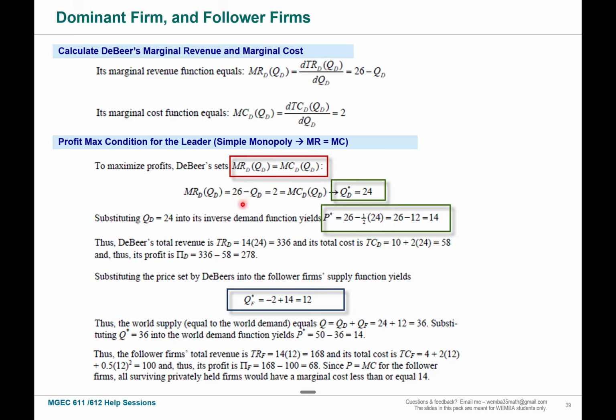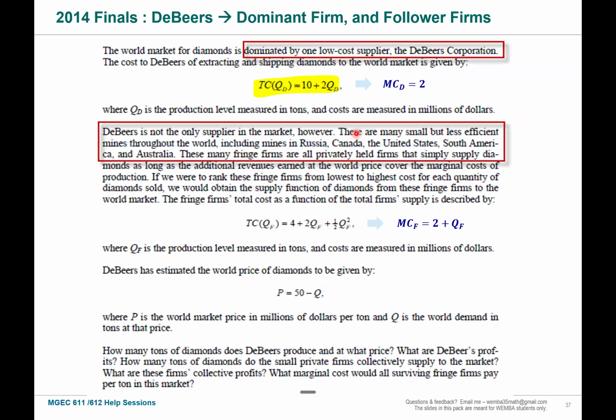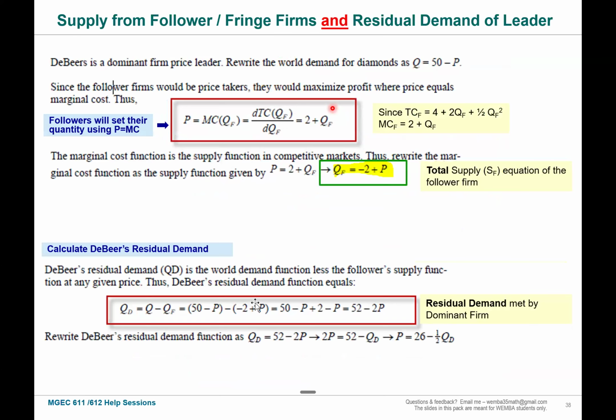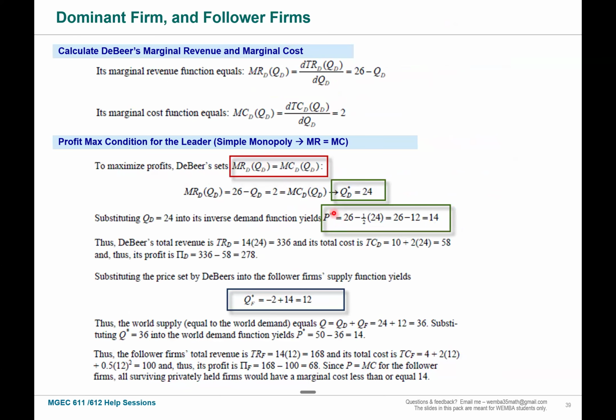You have to equate that to the marginal cost of the dominant firm, in this case De Beers. MCD is 2. The marginal cost of De Beers is 2, and that comes from here: if you look at the total cost of De Beers, the marginal cost is 2. MR equals MC, so 26 minus QD equals 2. Solving for QD gives 24.